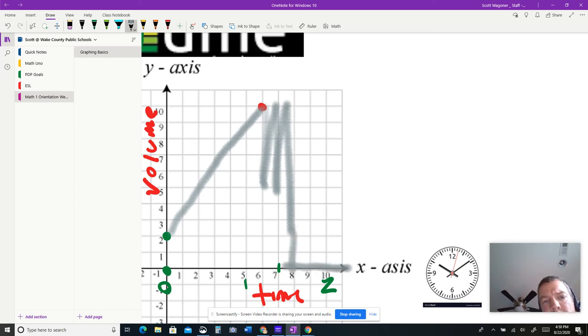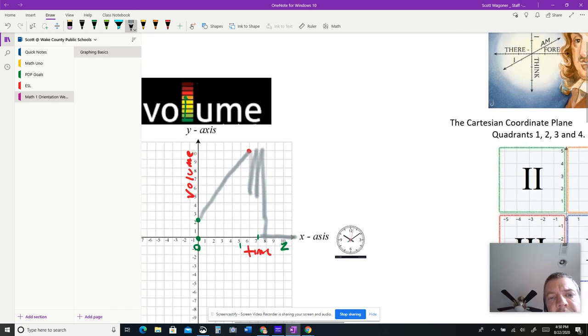And so you see, when we have two things in relation that are happening at the same time, it starts to develop this graph. The music, not only was it increasing in volume, but it was changing over time. And that's what graphing's all about. It's a way to visually see the connection between volume and time.